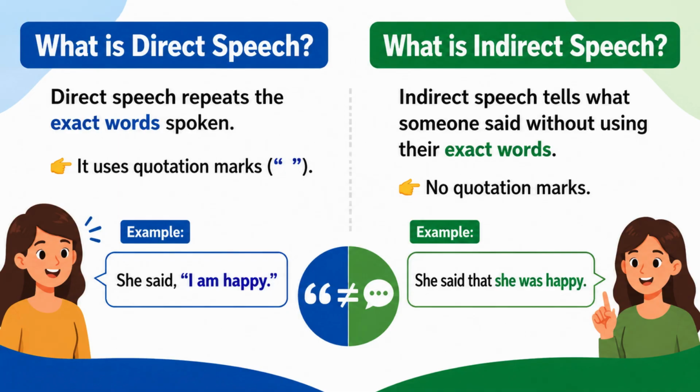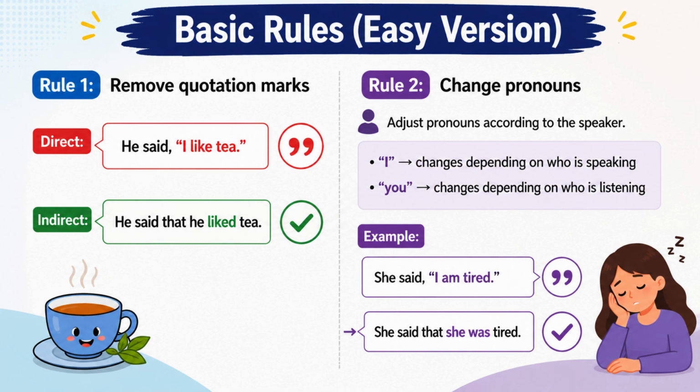Coming to indirect speech, it tells what someone said without using the exact words. There are no quotation marks in indirect speech. She said that she was happy. Here you don't find quotation marks. There are a few rules for changing direct to indirect speech.